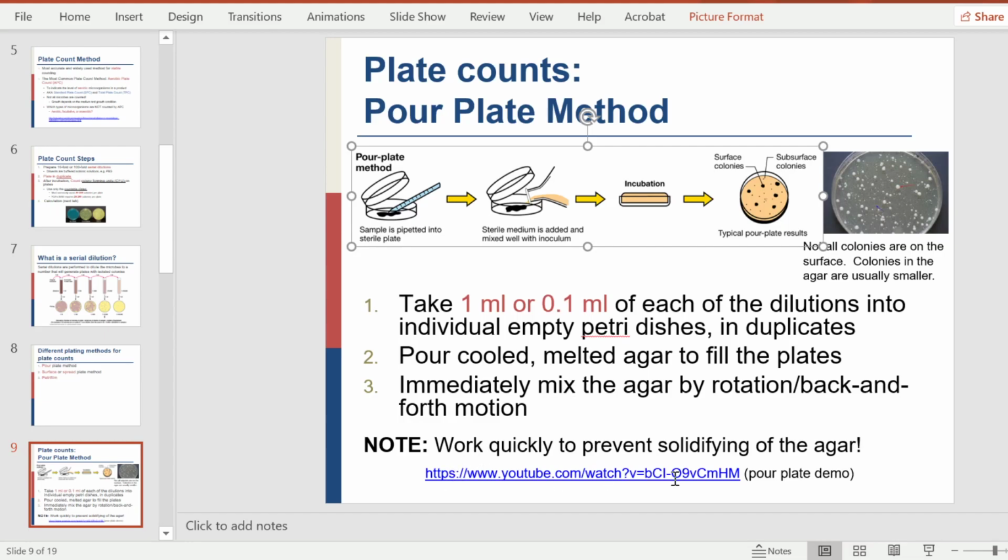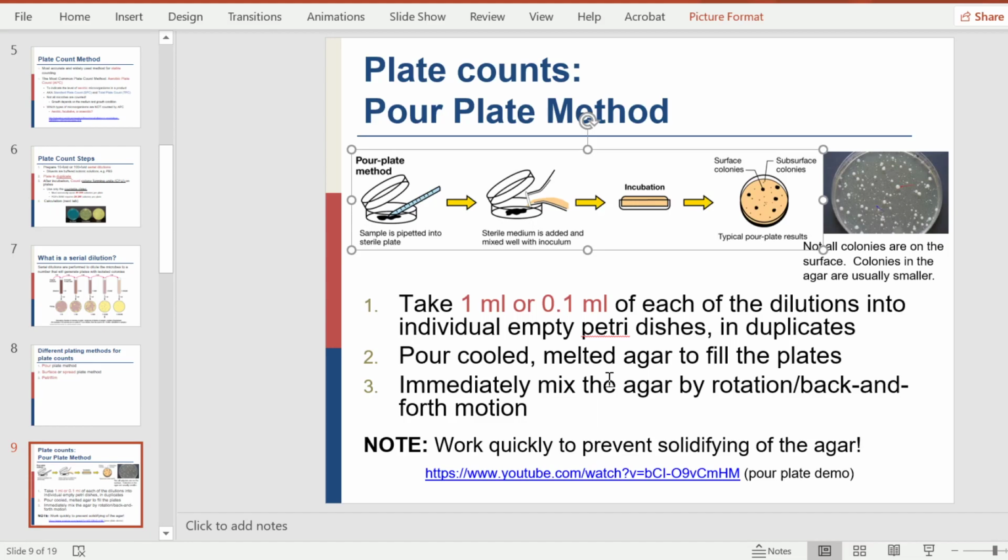On this PowerPoint, you'll see that there are videos, so you can either use the link right here, or you can just use the link that's on Blackboard. They're all going to take you to the same place.